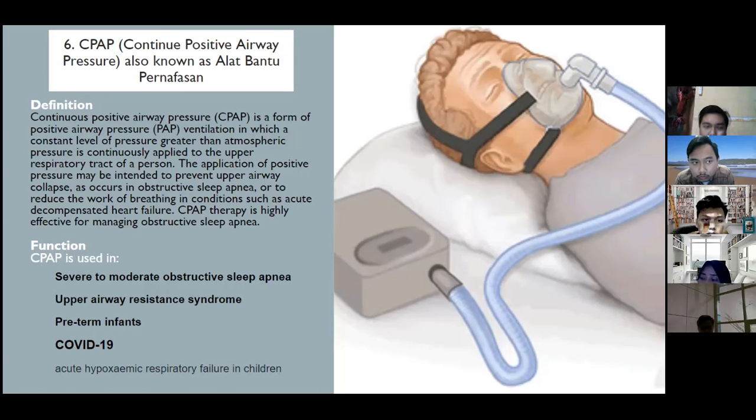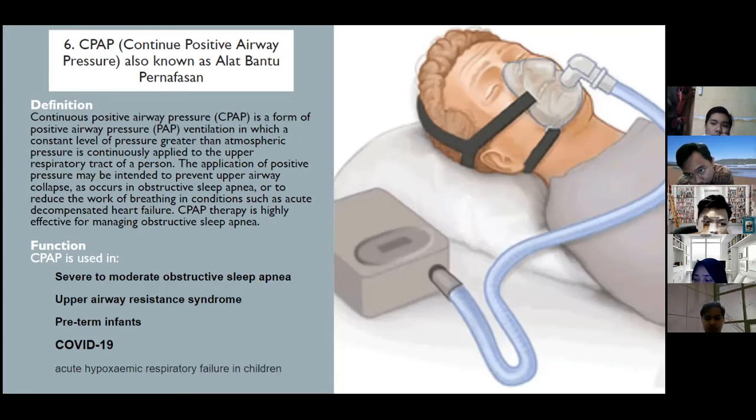Number 6 is CPAP or continuous positive airway pressure, also known as alat bantu pernafasan. The definition: continuous positive airway pressure is a form of positive airway pressure ventilation in which a constant level of pressure greater than atmospheric pressure is continuously applied to the upper respiratory tract of a patient.